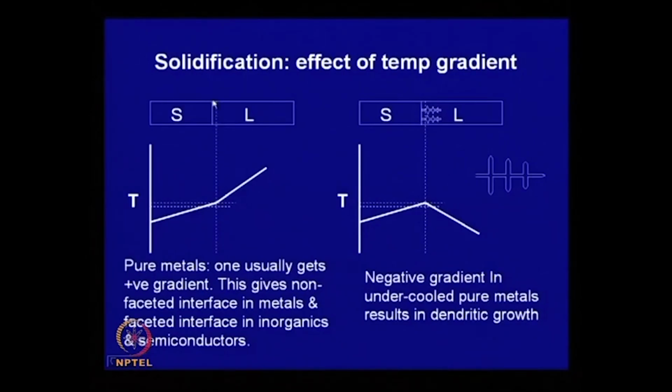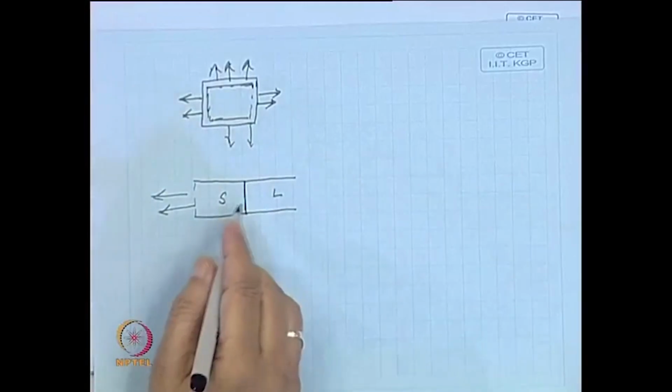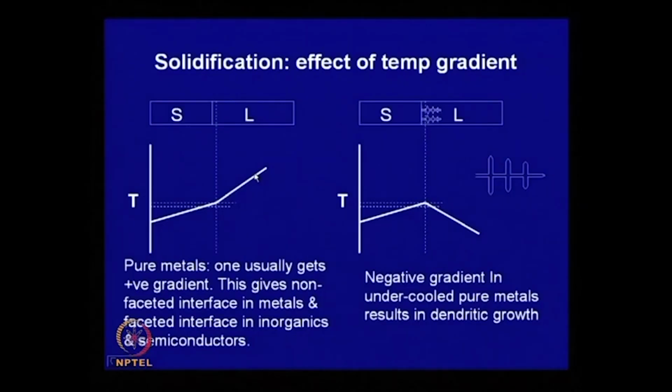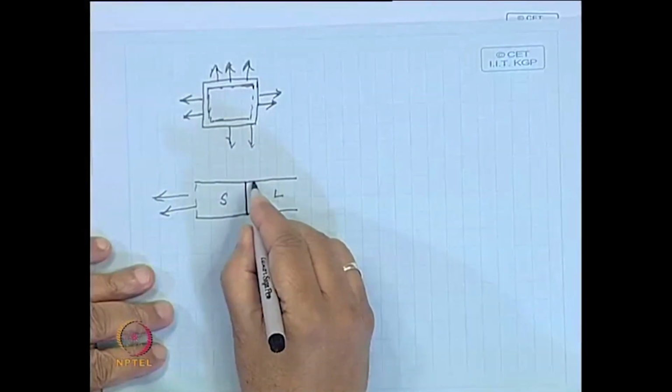So, this is the interface of a solid and liquid, and the gradient is like this. The heat will flow from higher to lower temperature, from this end to this end. That is why here the temperature is lower, and the liquid is at a higher temperature, and you have a positive gradient here like this. In this case, if it is a pure metal, with a positive gradient, this will give a non-faceted or planar interface.